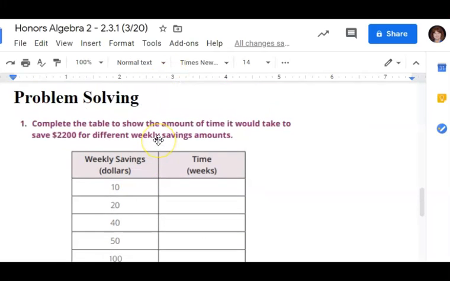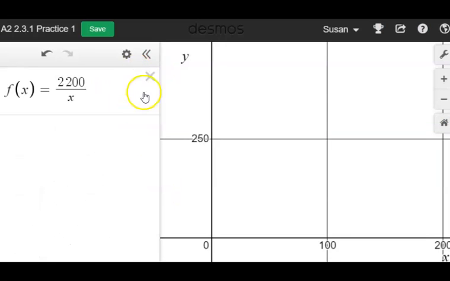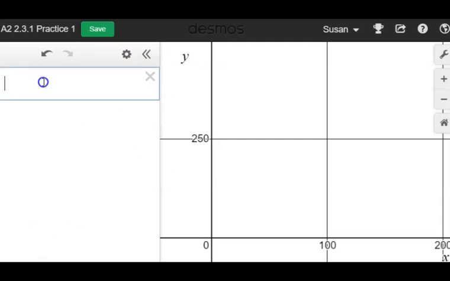Okay, the last question in your packet is complete the table to show the amount of time it would take to save $2,200 for different weekly savings amounts. So if you save $10 per week, how long is it going to take you to reach $2,200? So that's just simple arithmetic. So what I'll do is I'll go in here. I'm going to delete all this. We're going to start over because it's kind of a mess, just to be honest.